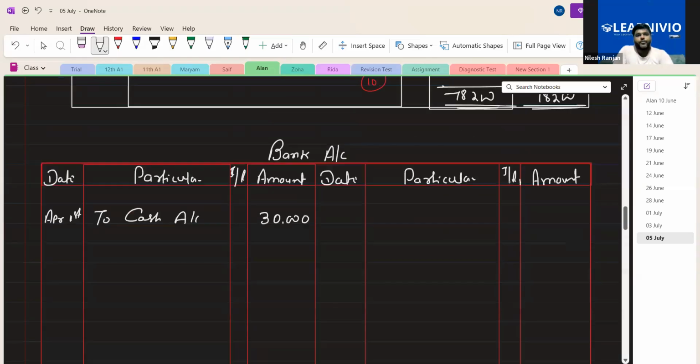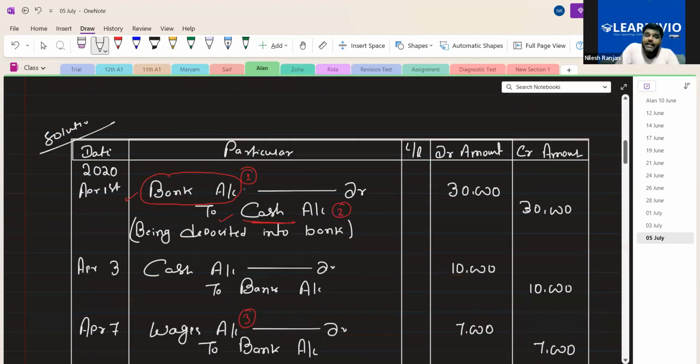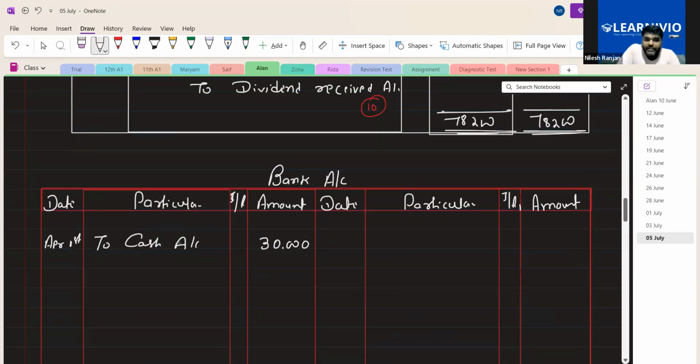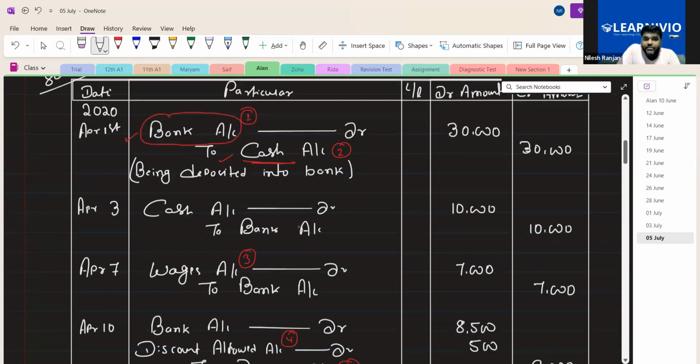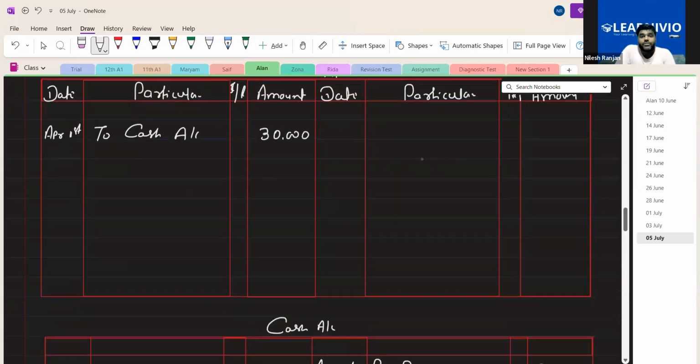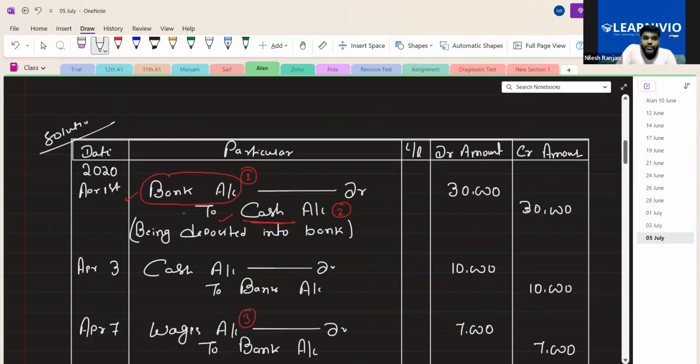Okay. You have to see on which side the account is written. Bank is on the debit side, so in bank account, we will write on the debit side. Cash is on the credit side, so in cash account, we have to write on the credit side. Okay. And we have to write the opposite account name. So it means in bank account, we will write cash. In cash account, we will write bank.